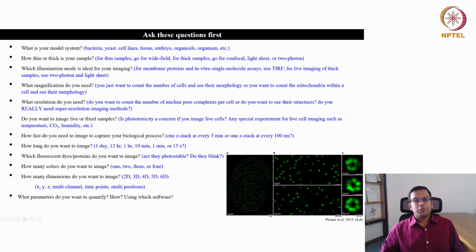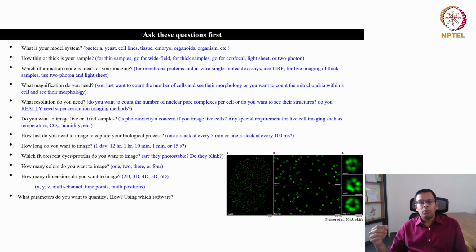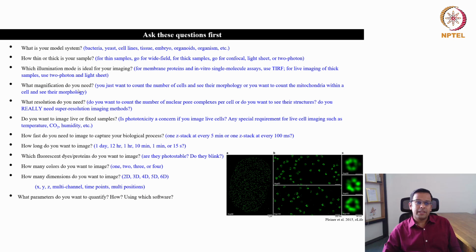The next question that you should ask is, what magnification do you need? Because most microscopes are equipped with several objective lenses: 10x, 20x, 40x, 60x, 100x. Not necessarily that if you have a 100x objective lens, you will just use 100x for all your imaging applications because it gives you more magnification. That is not the case. So you should decide what magnification you need, and how you can decide that.